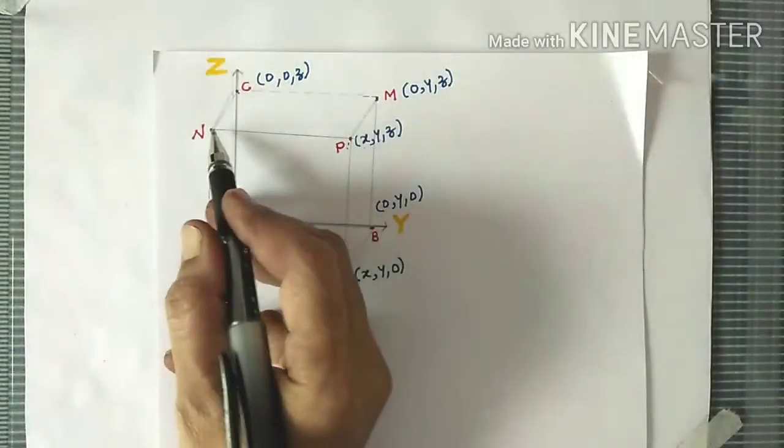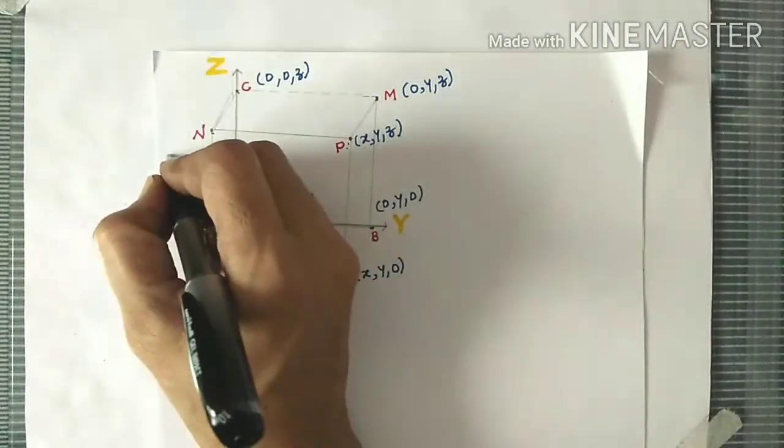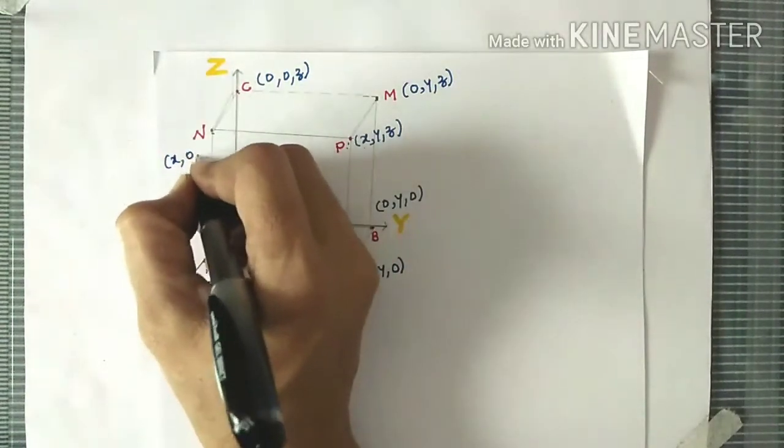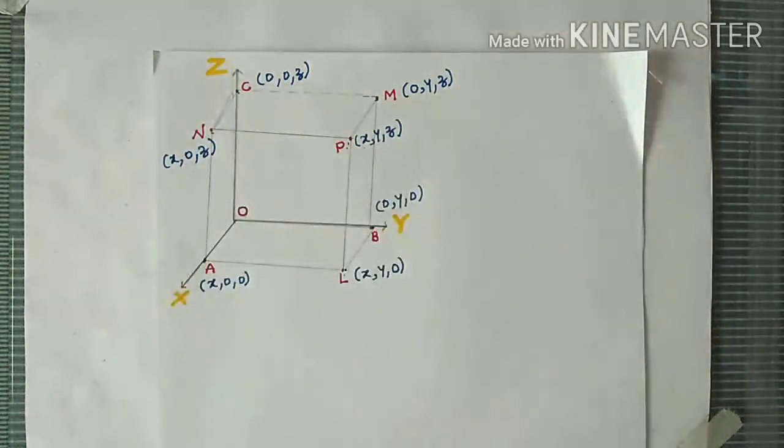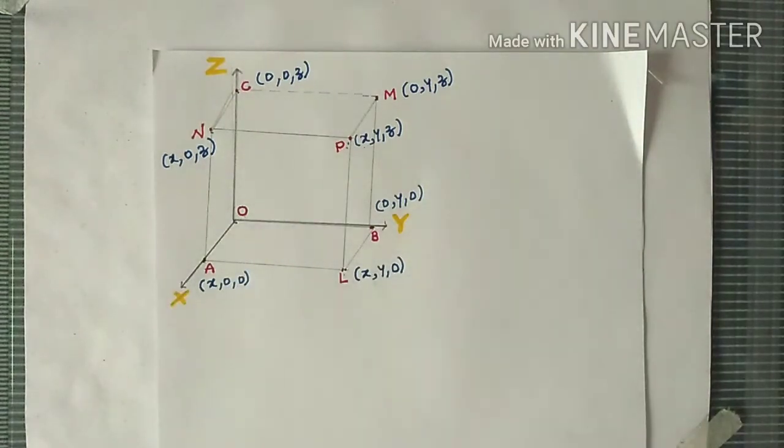Now point N lies in xz plane. So in xz plane, y coordinate is 0. So it is x, 0, z. Okay, so we have coordinates of all the points. Obviously O is 0, 0, 0 since it is origin.